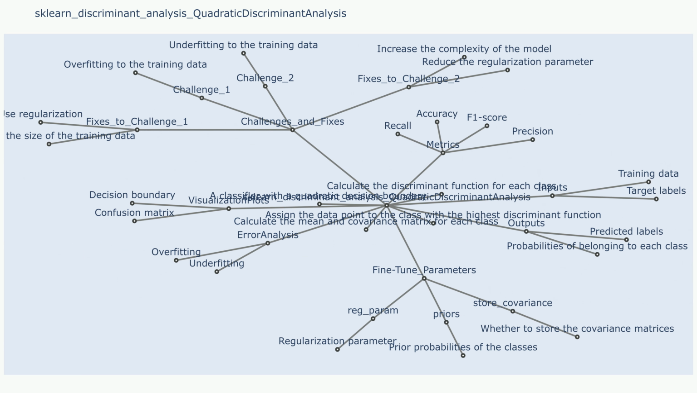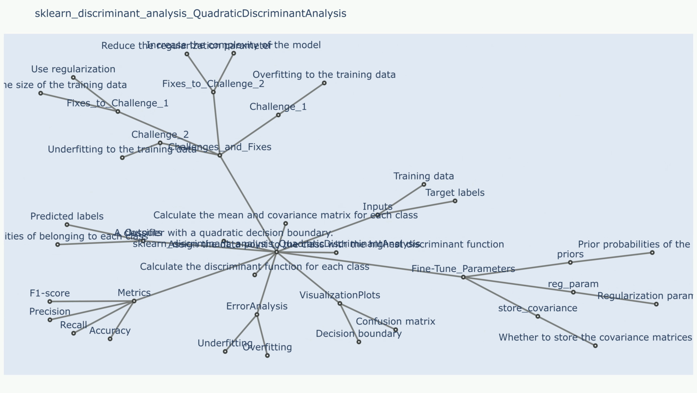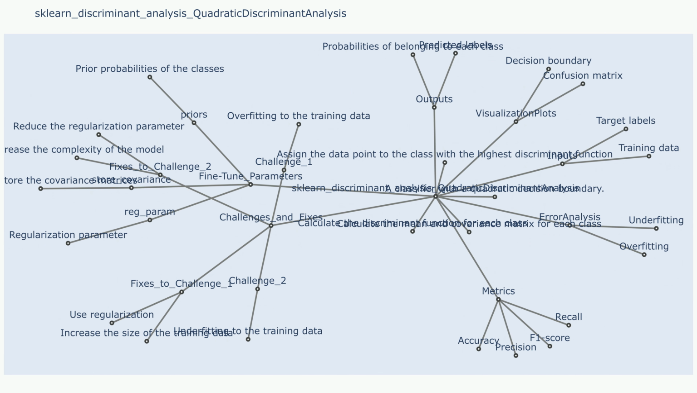Steps: Initialization: initialize the model with specified parameters. Training: the model learns the mean and covariance matrix for each class in the training data. Prediction: given a new input sample, the model calculates the probability of the sample belonging to each class based on the learned class parameters. The class with the highest probability is assigned as the predicted class.